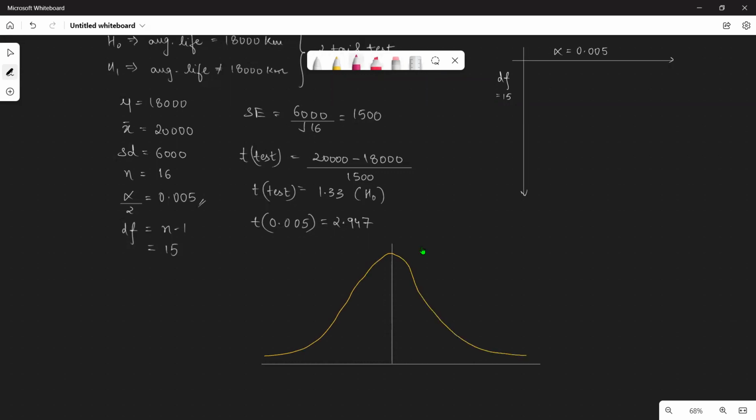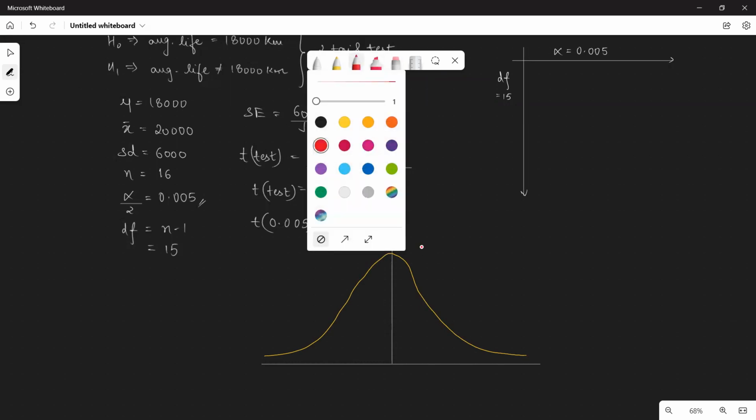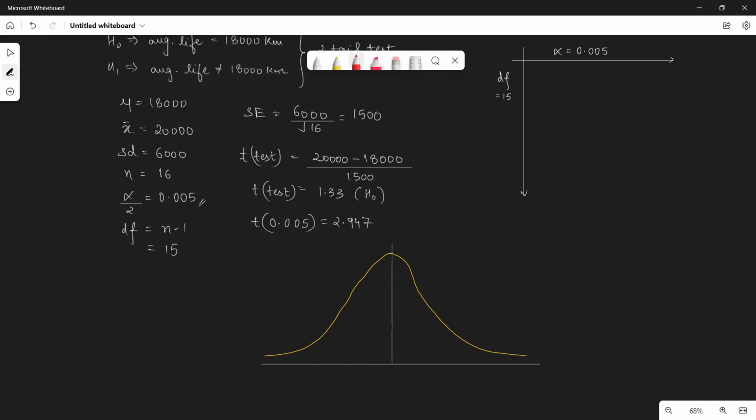Okay. So 2.947 is the place from where your rejection starts. So let's say this is 2.947 on the right side, and on the left side also minus 2.947. So both positive sense and negative sense we will derive from here only. So when it says 2.947, it is considering negative value and positive both. So on both the sides, this kind of rejection region is created.